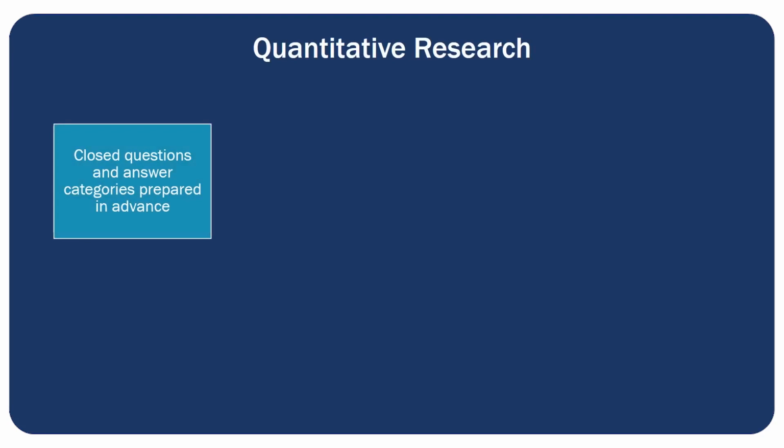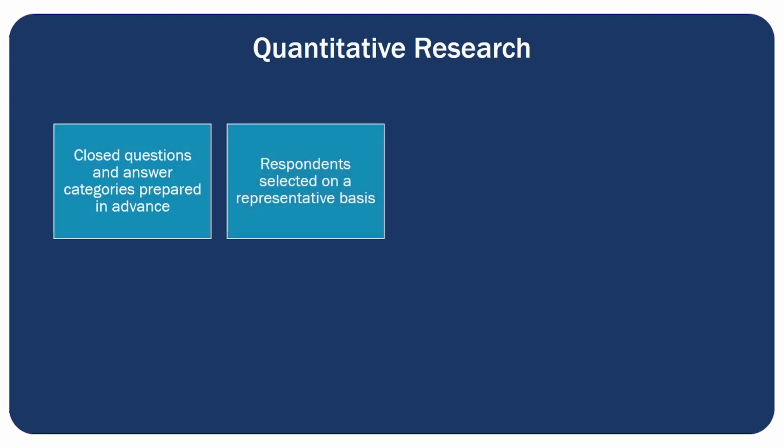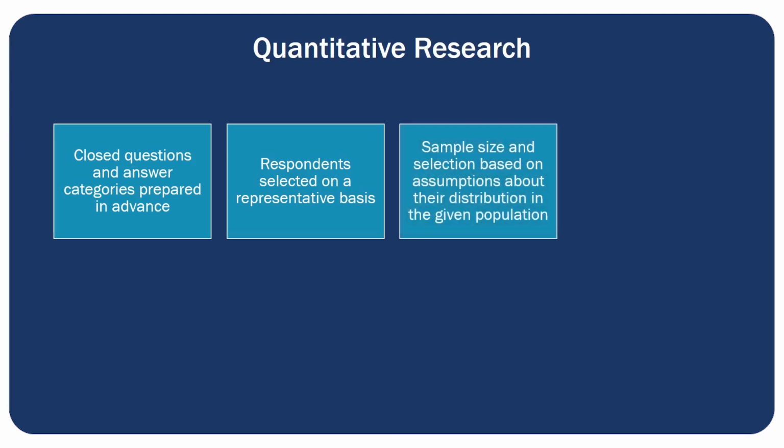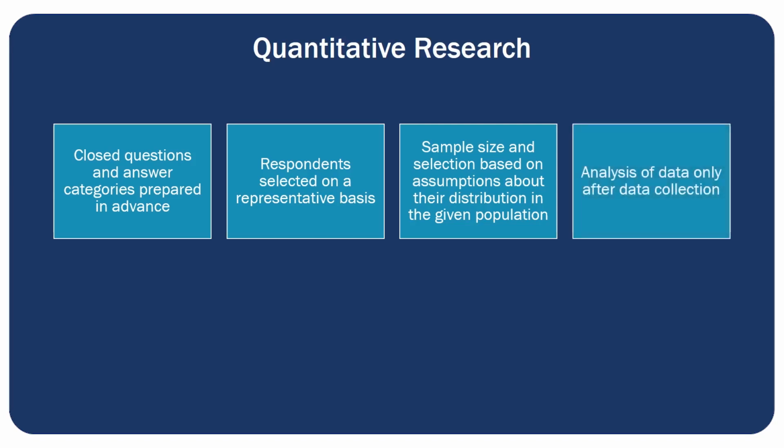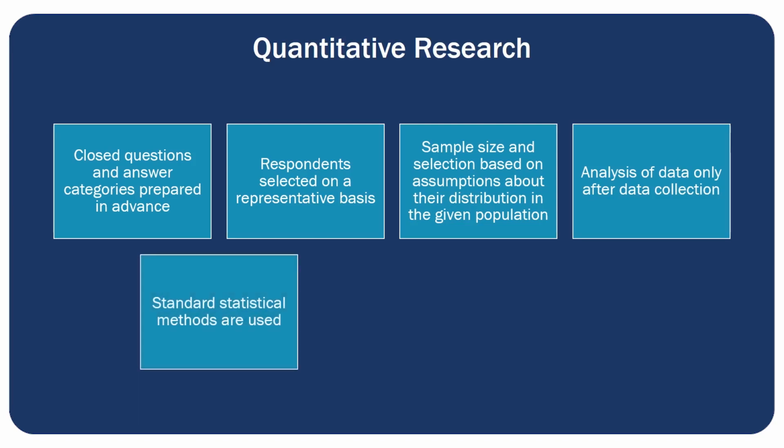So closed questions and answer categories are prepared much in advance, and you select respondents on a sample basis or a representative basis. So sample size and also the selection of the sample, all of them are based on certain assumptions with regard to the distribution of the sample population in a given area. So analysis of data can only be done, unlike the qualitative one, after data collection is completed. Now we generally employ very standard statistical methods in analyzing the data.